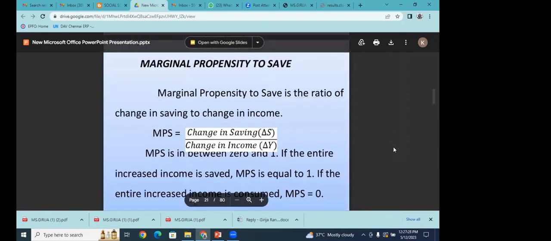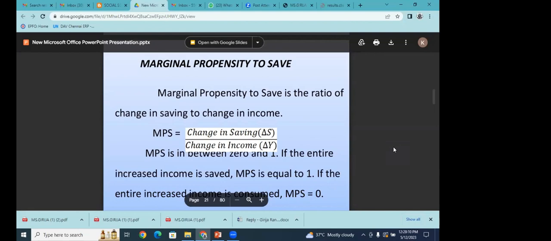Next is marginal propensity to save. This also you come to that Raju's example. Raju's income is 50,000. It increases to say 75,000. So how much is delta Y? From 50,000, the income increases to 75,000. Delta Y is 25,000. Out of this 25,000, he is consuming, that is delta C, 12,500, and delta S is 12,500.